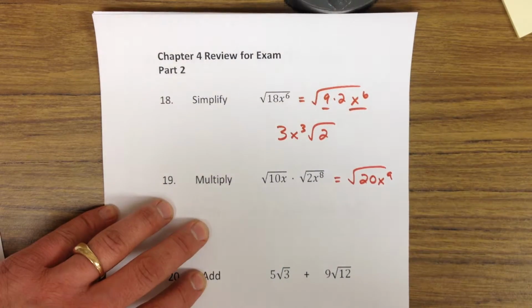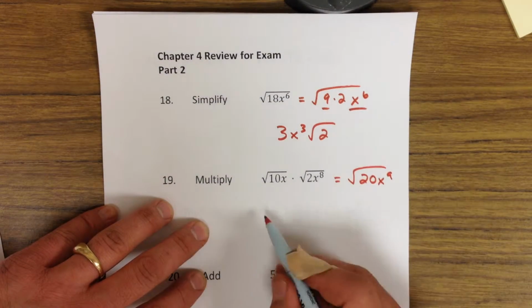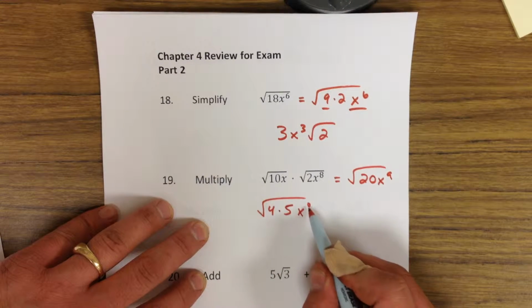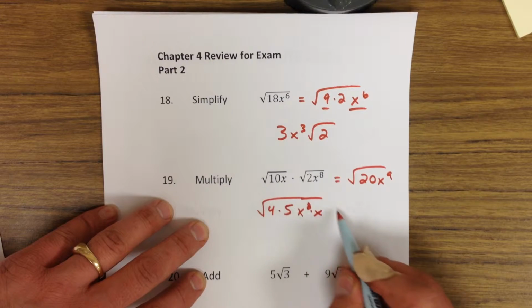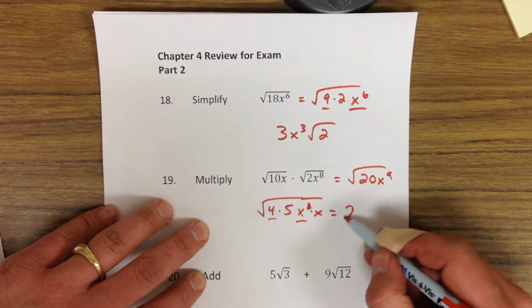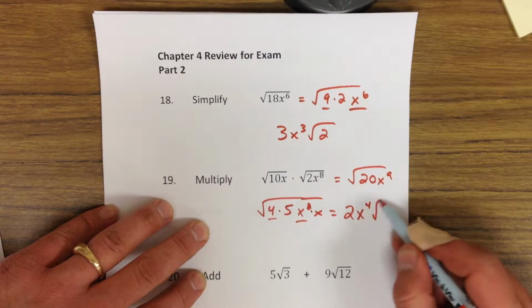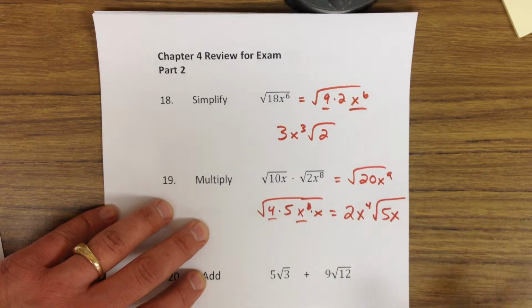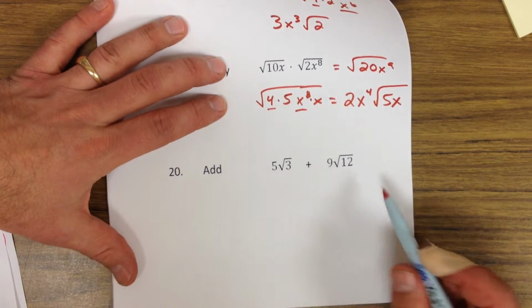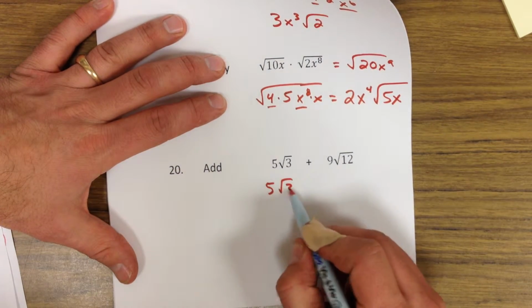So you get 20x to the ninth, and then pull it back apart. 4 times 5, x to the eighth times x to the first. So those two are perfect squares, so you get 2x to the fourth rad 5x. This should be fairly familiar because we did it not that long ago.